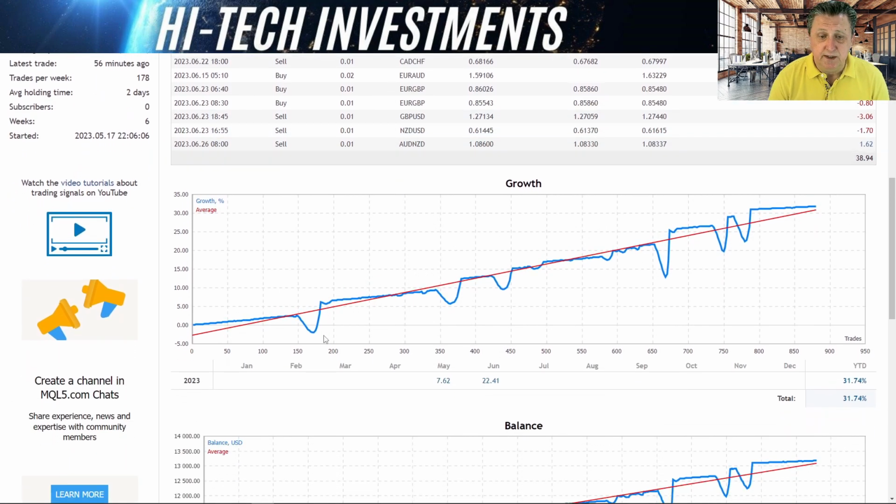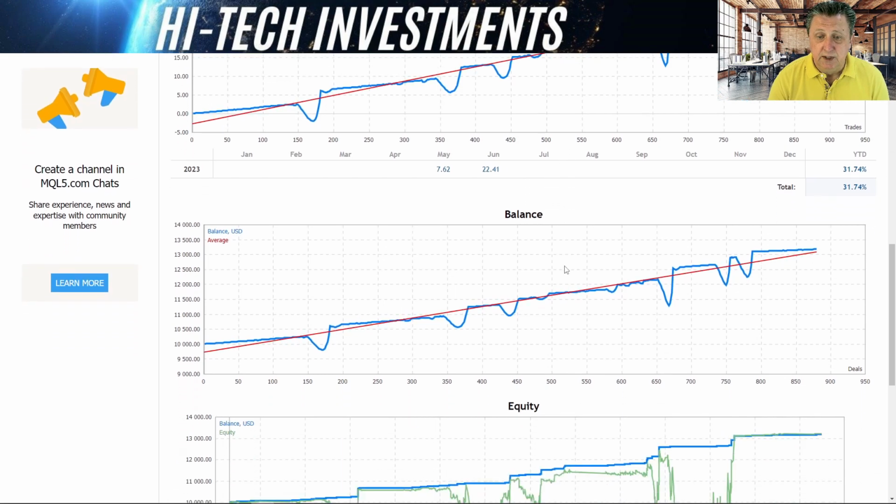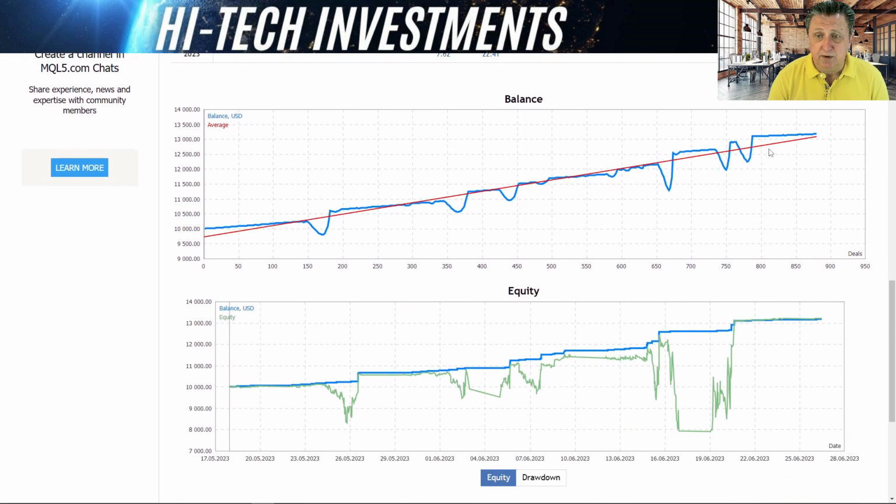Obviously, you can see again here the little bumps we have in here are the drawdowns that we will find. We have the growth itself, 7.62%, and then in June, a very nice 22.41%. Balance overall in here seems to be going quite well. Obviously, it has those wavy lines here for every single time it has a bump on the equity curve, and you can actually see that one here.